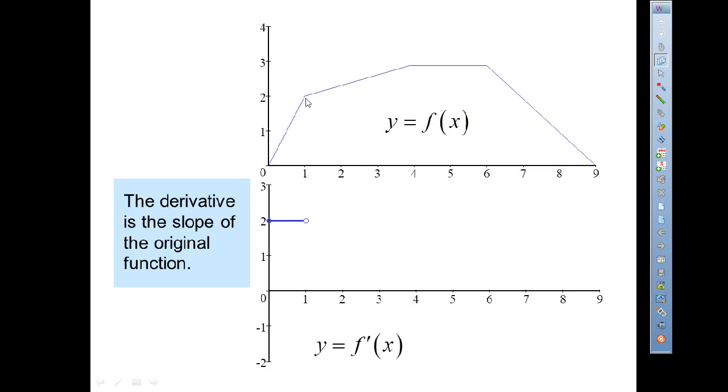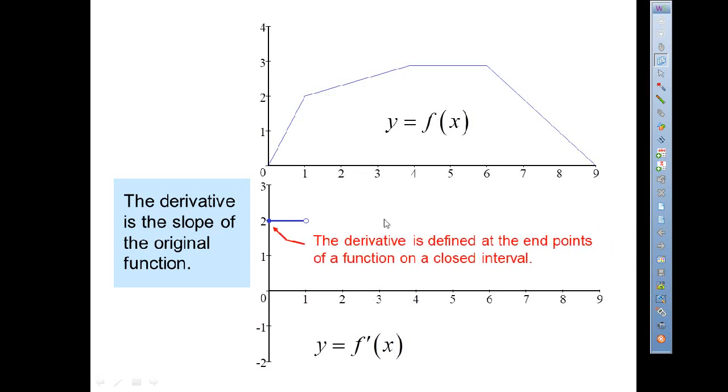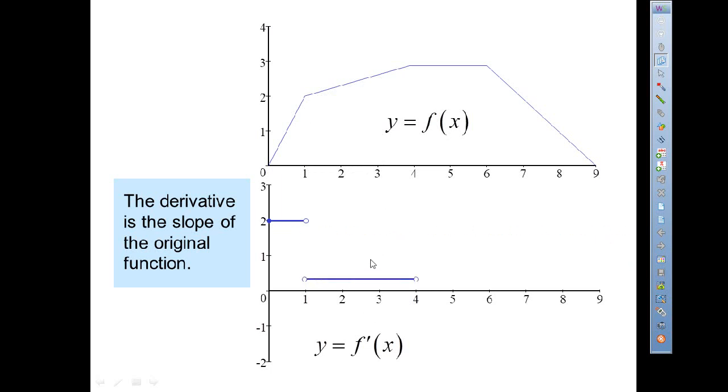Now, at this point right here, we're going to talk more about this later, but notice that there is an open dot at 1. The reason why is because we can't really identify what that slope is. We'll talk more about that later. And then over the interval from 1 to 4, we could find the slope of this. It goes up 1 unit, but it goes over 1, 2, 3, so that's 1/3. So over the interval from 1 to 4, we have a value of 1/3.